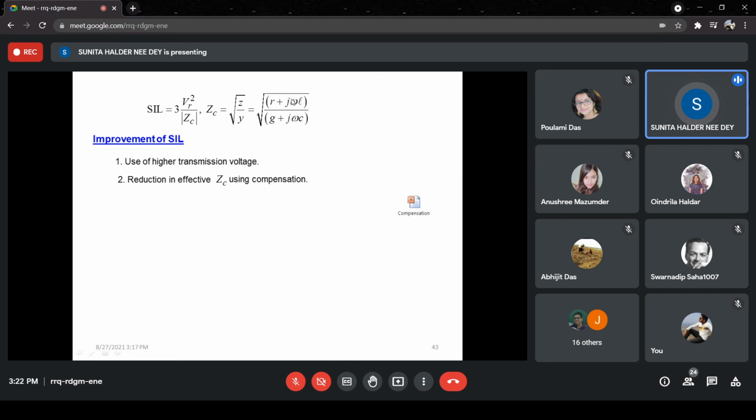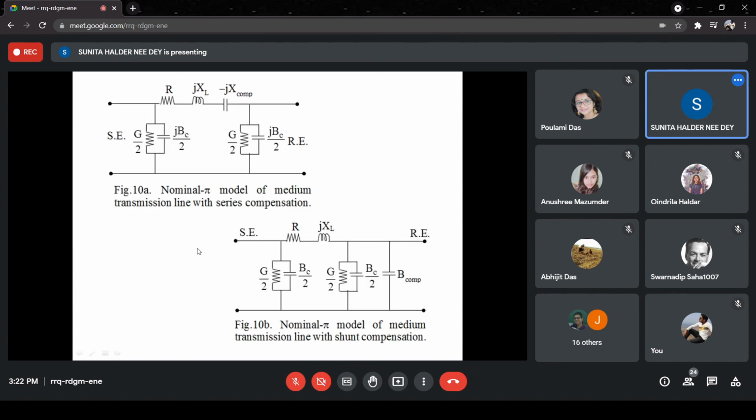So either we can reduce L or we can increase C. In these two ways we can improve. The reduction in effective L we can achieve by using series capacitive compensation. So this is the normal transmission line. Here, if we use a series capacitive compensation, so that a negative reactance is directly added to the inductive reactance, then we can reduce the effective inductive reactance. So this is called series compensation.